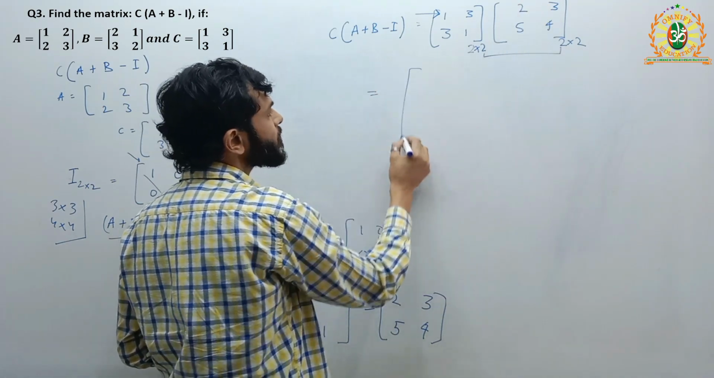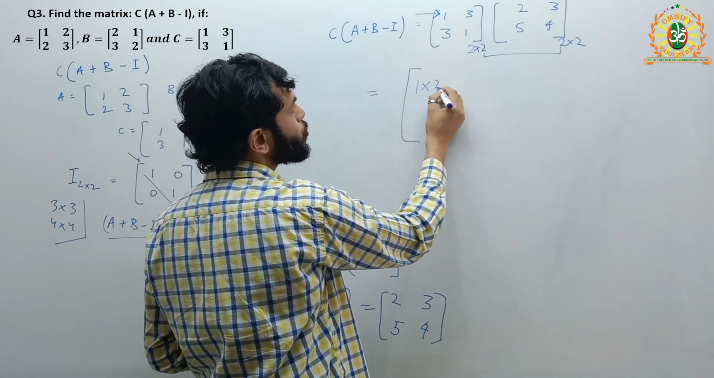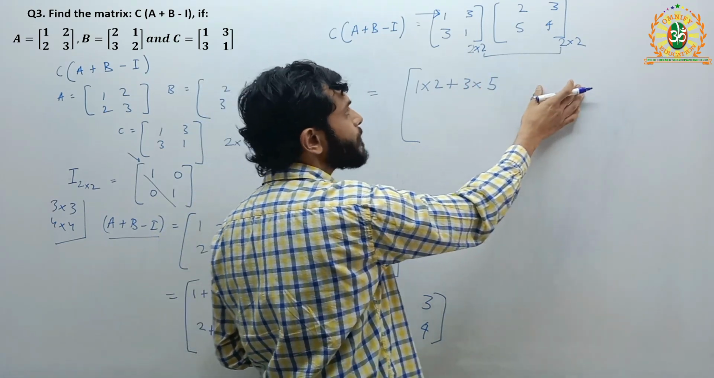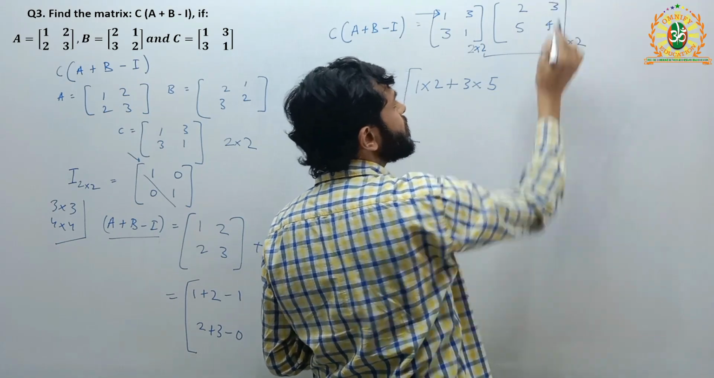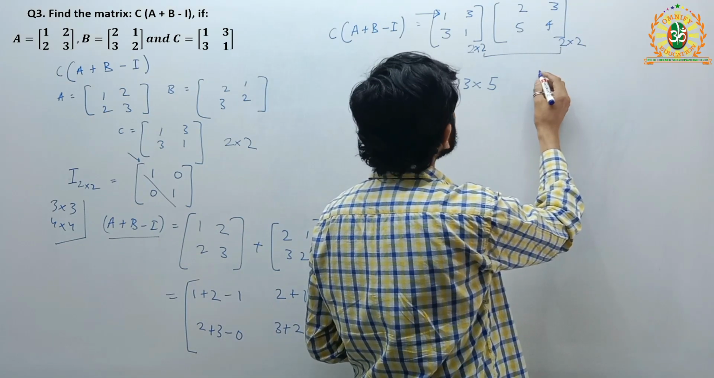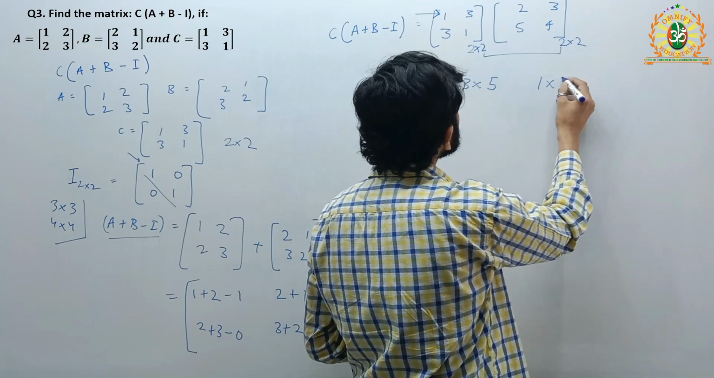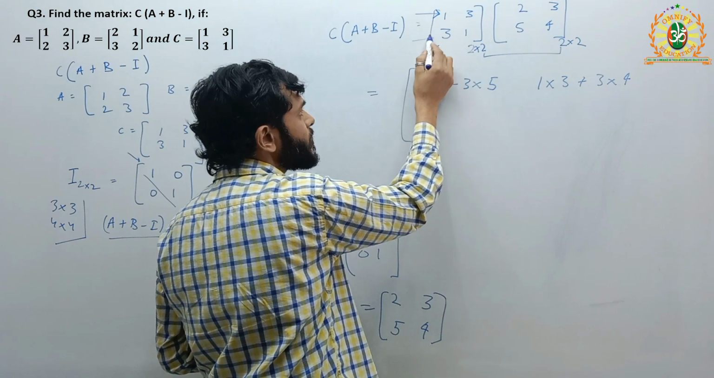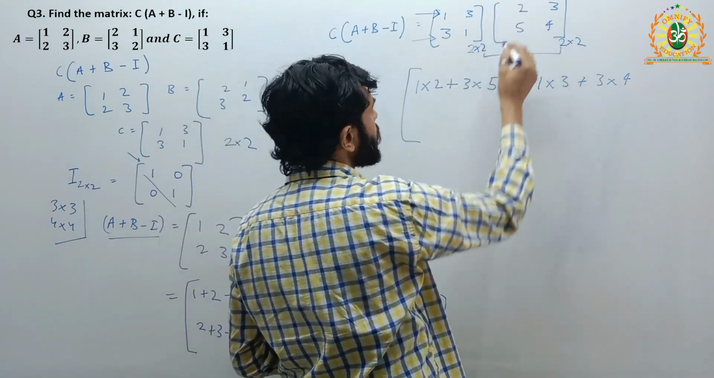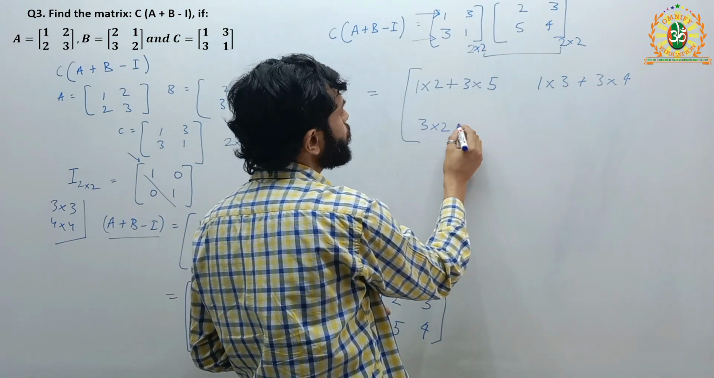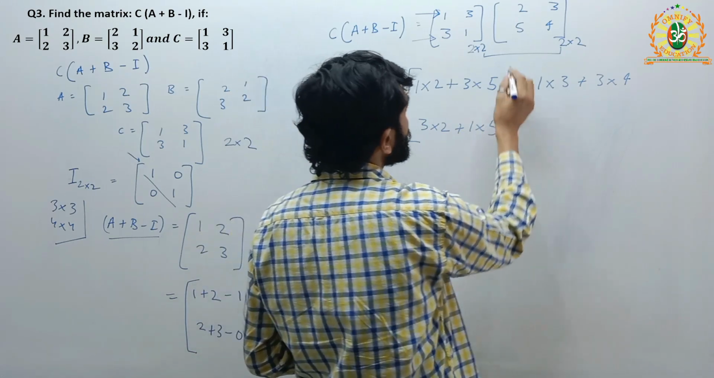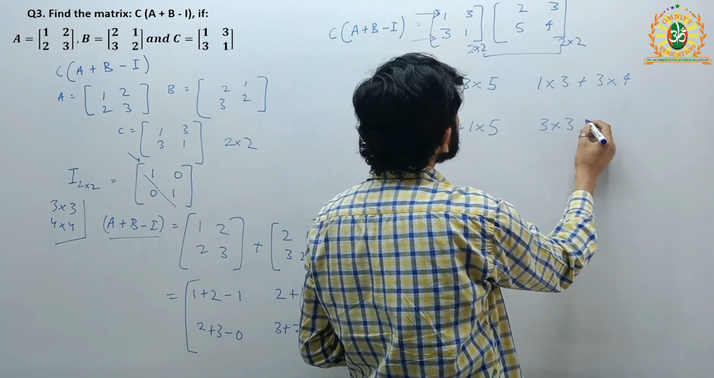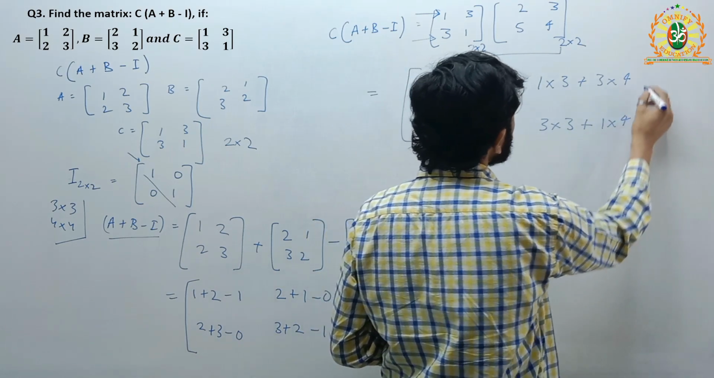So in multiplication, this will be 1 into 2 plus 3 into 5. Similarly, for the next element, it would be taken in the second column. So it would be 1 into 3 plus 3 into 4. Now again, taking the second row and the first column, it will be 3 into 2 plus 1 into 5. Now again, taking the second row and the second column, 3 into 3 plus 1 into 4.